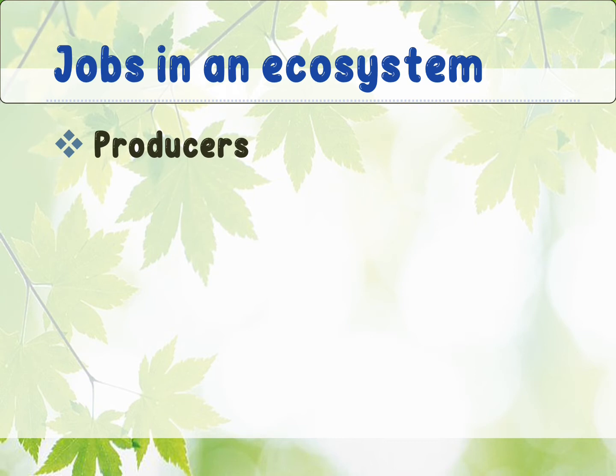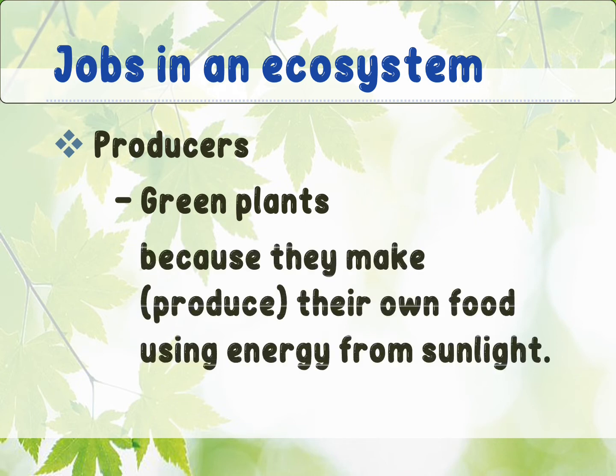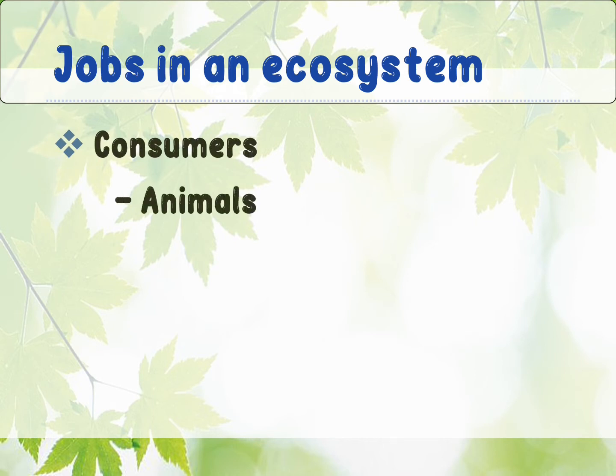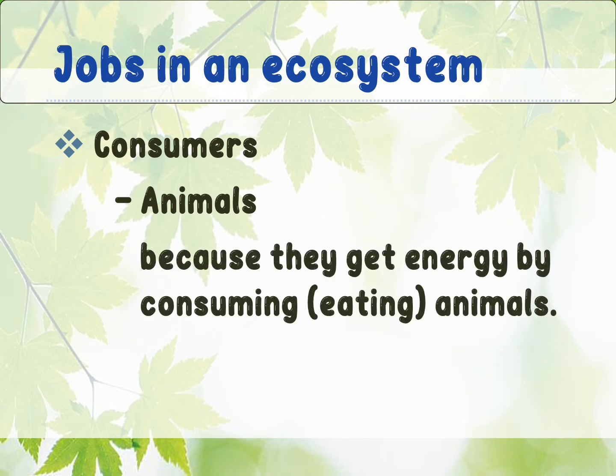Producers, you already know. What are producers? Yes, the green plants, they are the producers. And why are they called producers? Because they make or produce their own food using the energy from sunlight, right? Now, what is the second group? It is consumers. And which are the consumers? They are the animals, right? And why are they called consumers? Because they get energy by consuming or eating other animals.